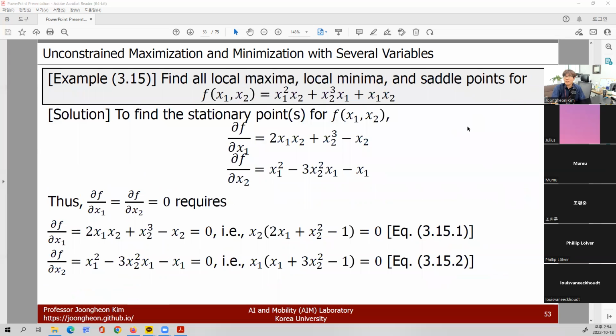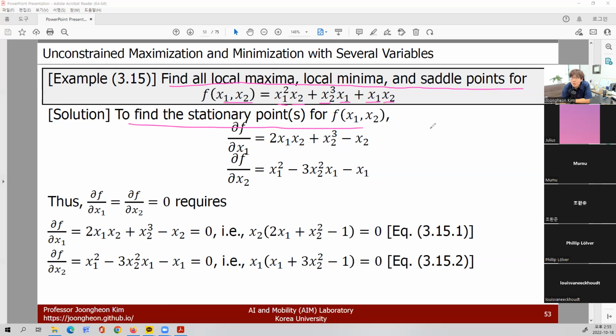Let's go to the next example. Let's do this one. Find all local maxima, local minima, and saddle points for this function. When you do this one, you can do a more detailed analysis. This is x sub 1, x sub 2, x sub 1, x sub 2. You have two variables. This is a simple calculation, I think, because you have only two variables. The dimension is very low, right?